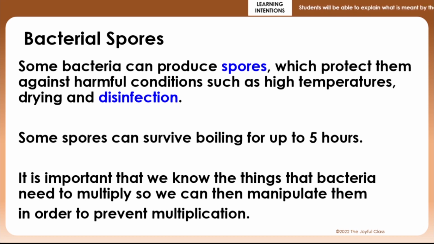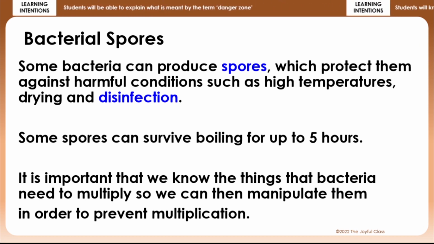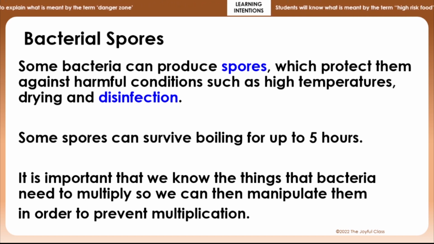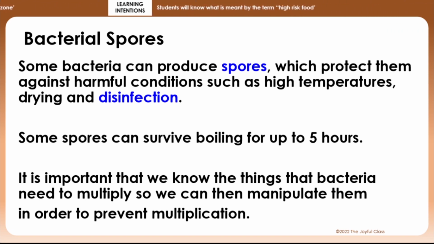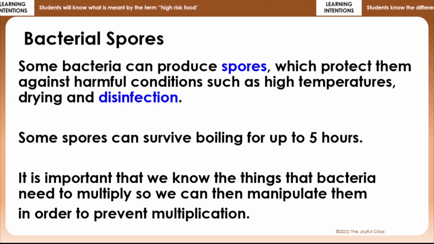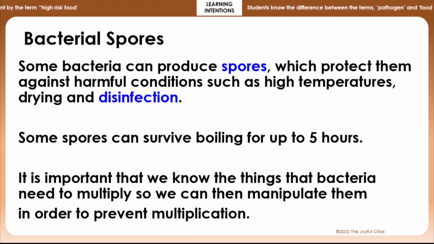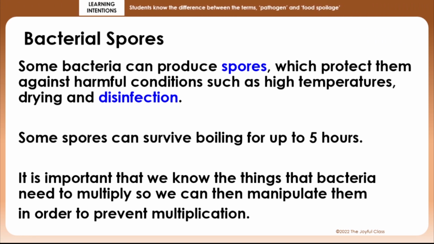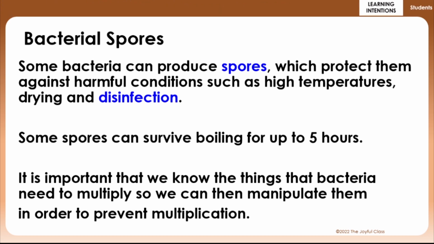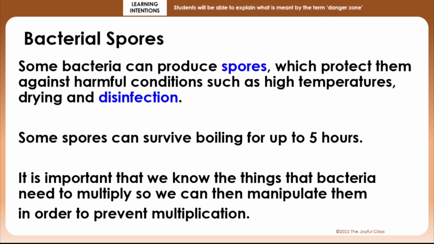Some bacteria can produce spores, which protect them against harmful conditions such as high temperatures, drying and disinfecting. Some spores can survive boiling for up to 5 hours. And it's important that we know the things that bacteria need to multiply so that we can manipulate them in order to prevent multiplication.